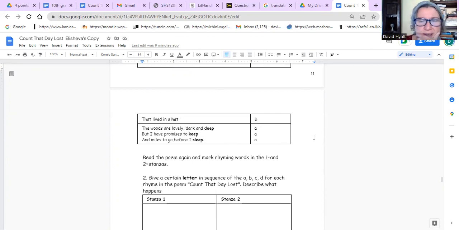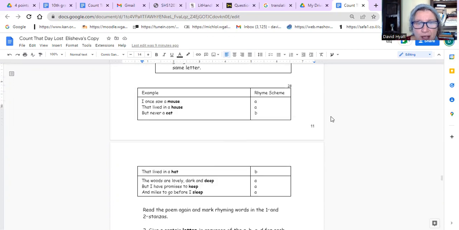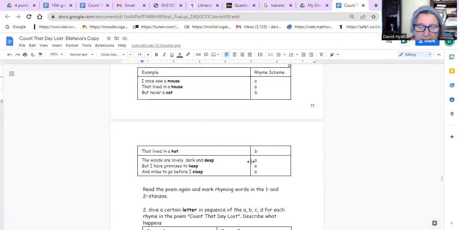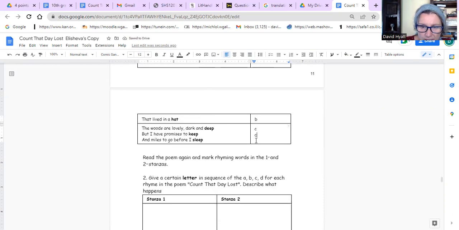Here there's an issue, because the classical way of describing this is that if you have a new sound here, it should be another letter. We never had that sound before. A was mouse, house, so here it should not be A. There's a mistake in the booklet. It should be a C, not an A, because it's a different sound. And here again, but I've promises to keep, is the same sound as deep, so I should put a C. And that one as well.